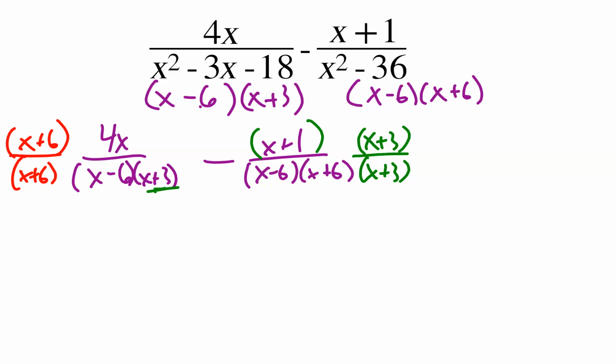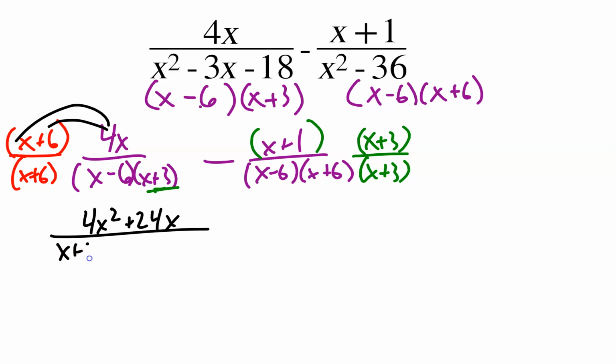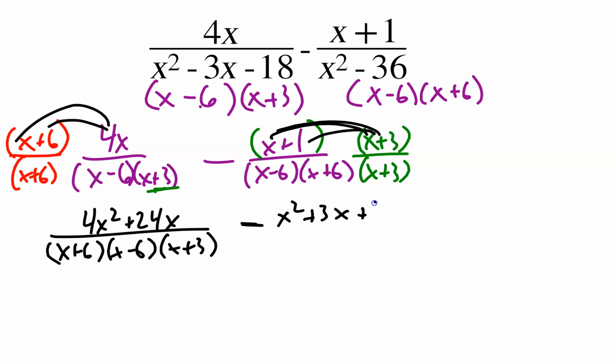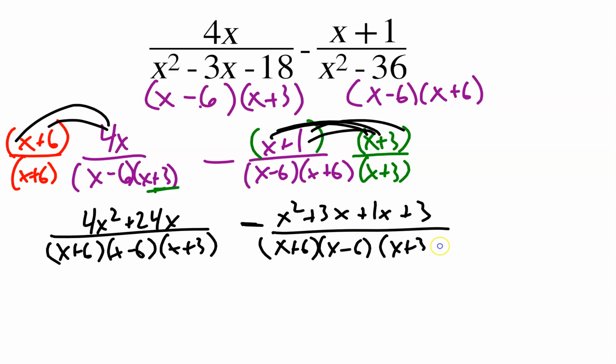All I have to do is multiply the top, distribute out, and combine like terms. So 4x times x is 4x squared. 6 times 4x is 24x. And again, it's all over x plus 6 and x minus 6 and x plus 3. And then I have minus. When I distribute, I have x squared plus 3x plus 1x plus 3. And again, it's all over x plus 6 and x minus 6 and x plus 3. Remember, the order doesn't really matter here.